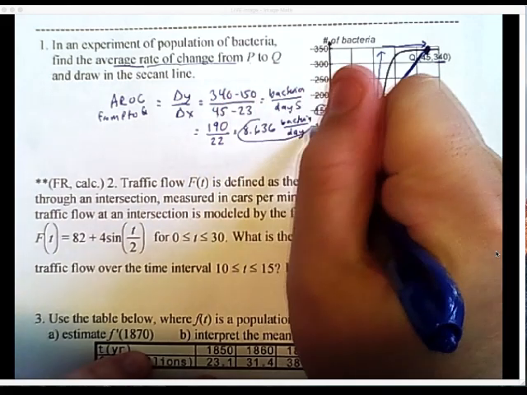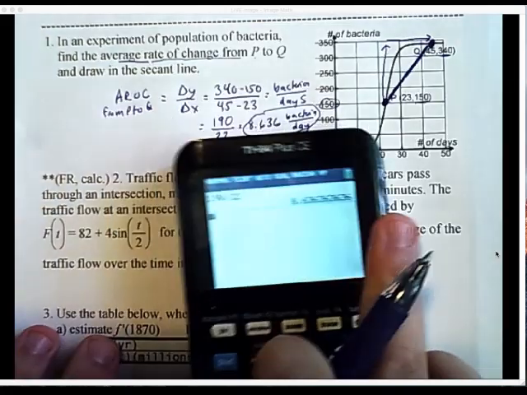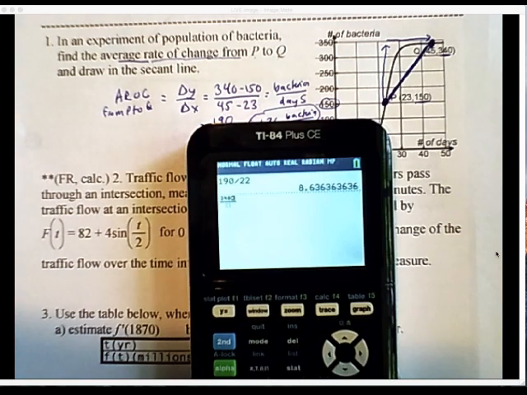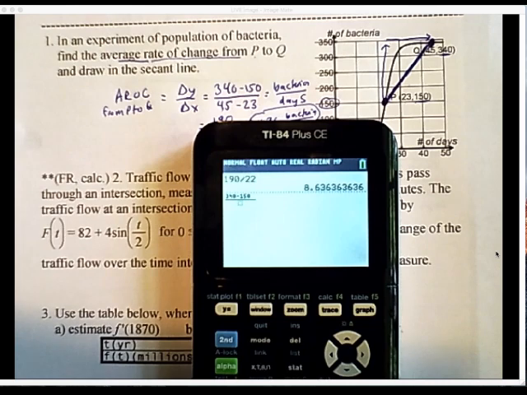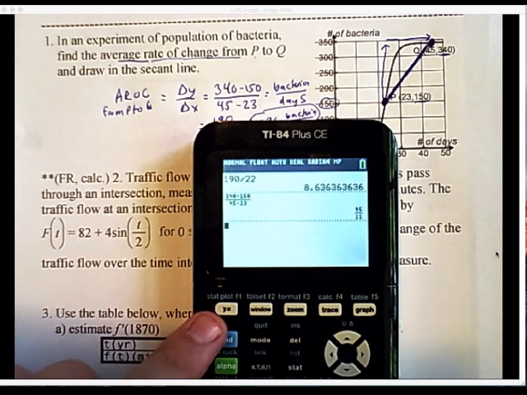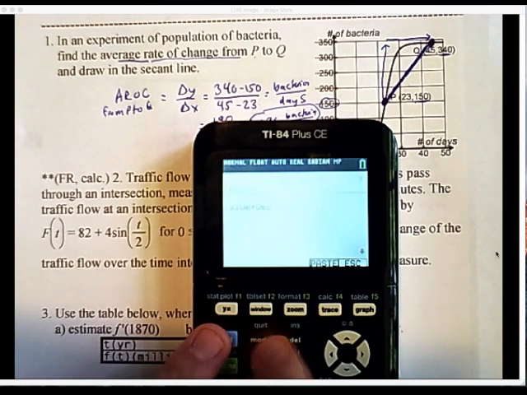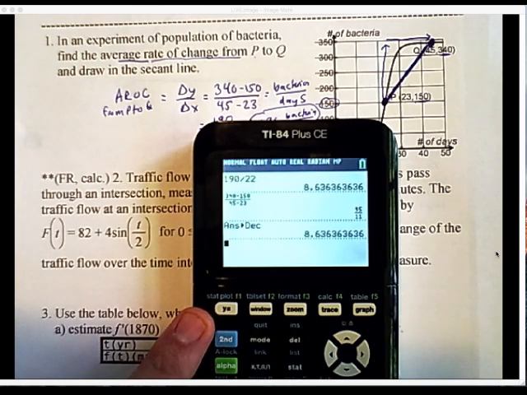Okay. Or if you wanted to do this in one step in your calculator, just set up a fraction, 340 minus 150 over 45 minus 23. It gives it to you as a simplified fraction. If you hit the math button, you can convert that to a decimal. Same thing, 8.636.